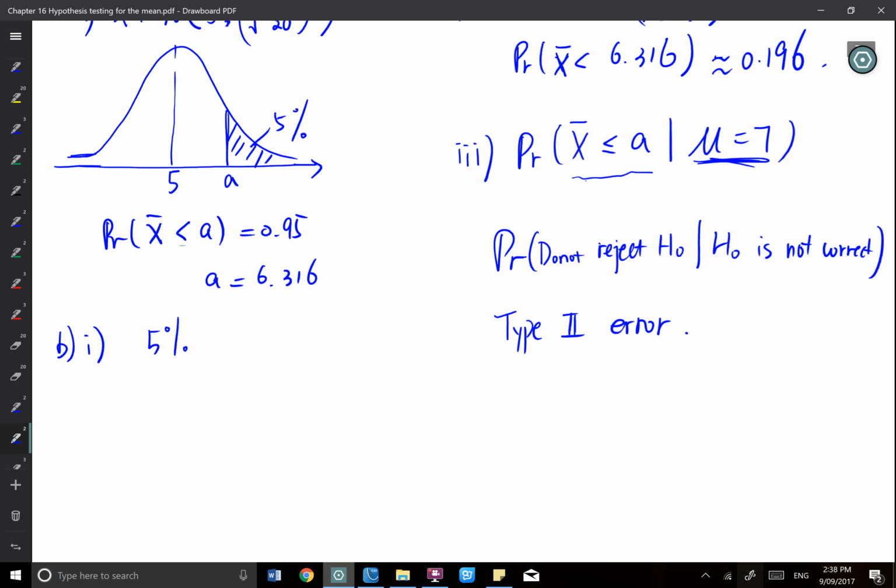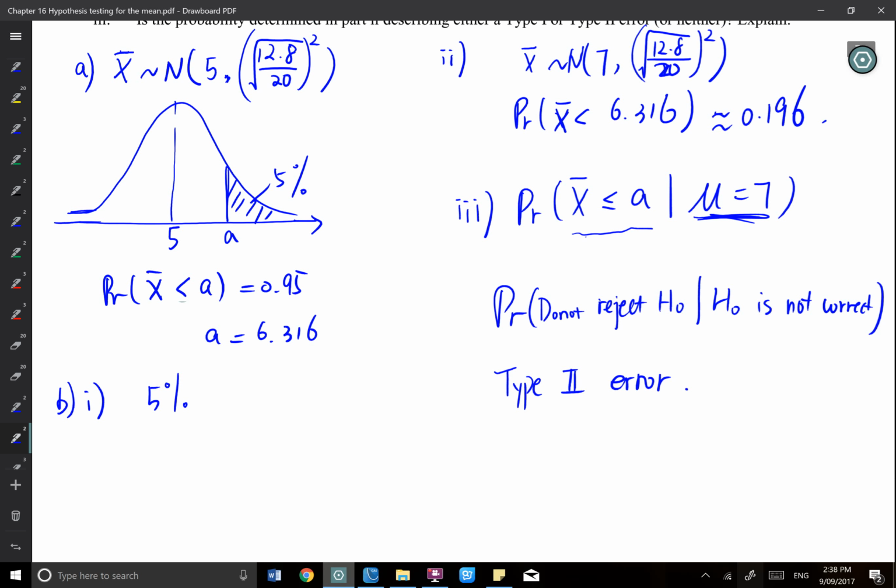Does that make sense? Your mu is the true mu value. It's not your hypothesis anymore, it's what your actual mu is. Then you have a chance of getting this wrong. When you miss that, that is a type 2 error. So you have only a 5% chance of type 1 error, but you have 19.6% of type 2 error. Okay?